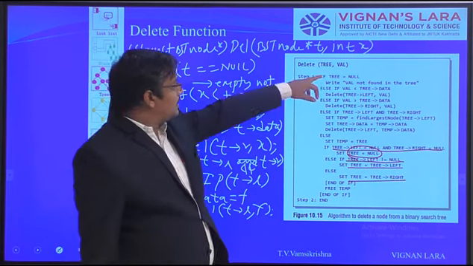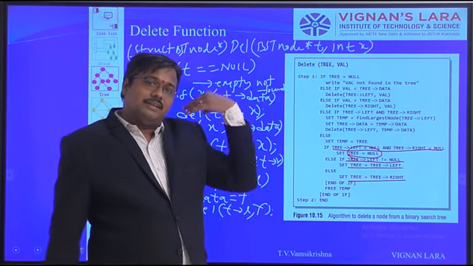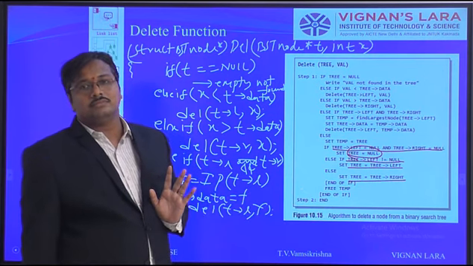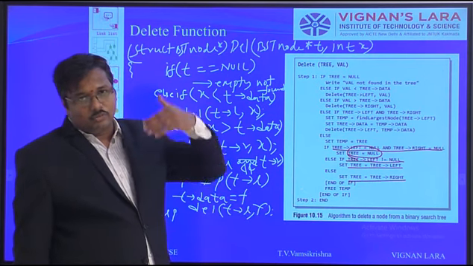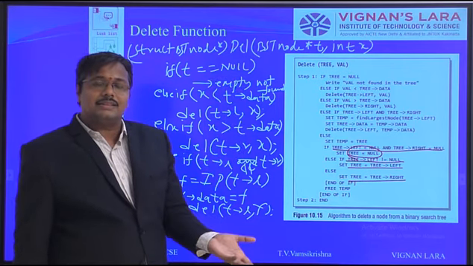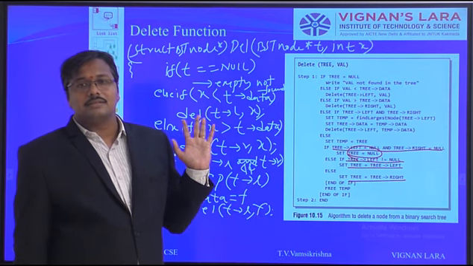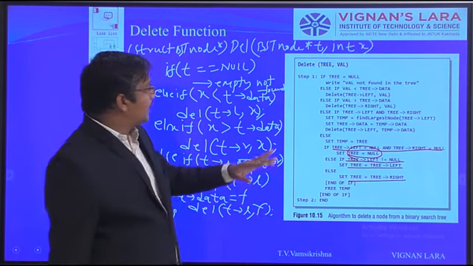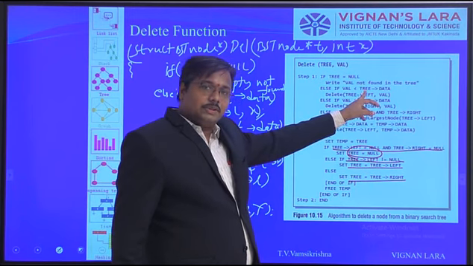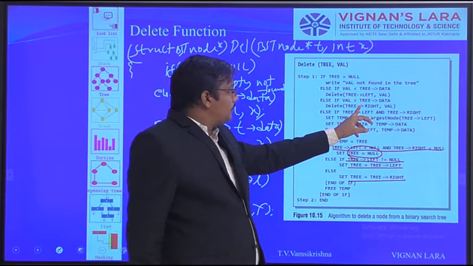First I am checking whether T is equal to null. If T is null, maybe the tree is empty or the position is not found. Why? Because we are moving recursively. At any position where we get null, it means in that particular path the element is not found. Whether it is in the left subtree, we have to move in the left subtree; whether it is in the right subtree, we have to move in the right subtree.